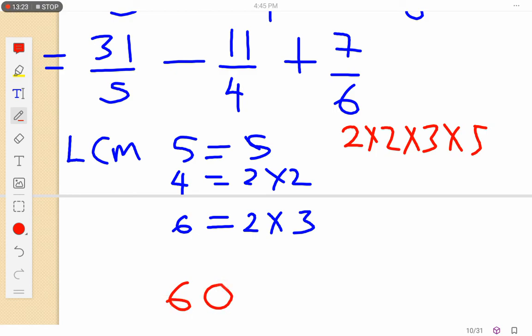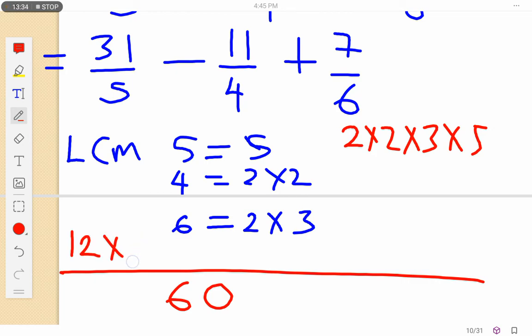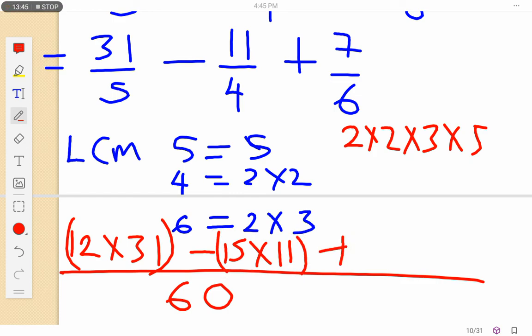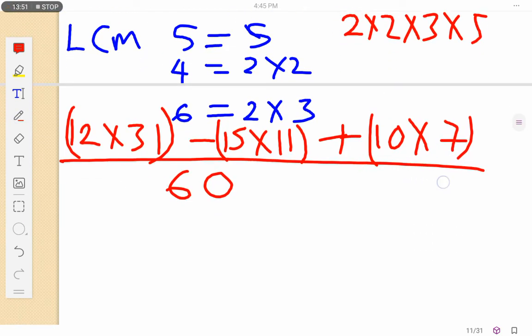So 60 for the denominators. 5 into 60, 60 divided by 5, I get 12. So I've got 12 times 31 here. Then minus 60 divided by 4, I get 15. So I have 15 times 11 here. Then plus 6 into 60, 10 times 7. Okay, like that. Let's simplify that now.